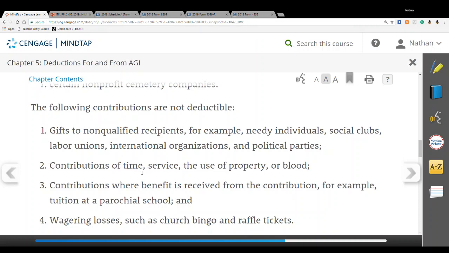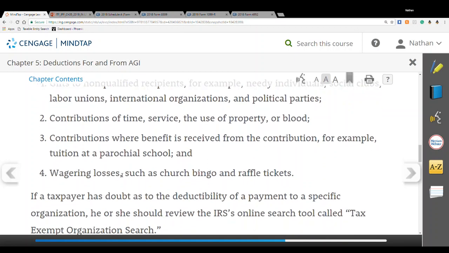Now this says contributions of time, service, the use of property, or blood. Yeah, you can't deduct your blood. Okay, sorry guys, it doesn't happen. But those are certain things.